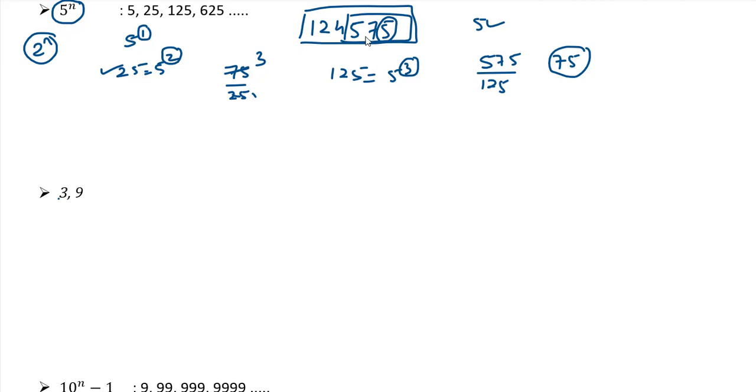So what is the remainder? The remainder in this case will be 75, which we have obtained by dividing the last 3 digits. Likewise, you can proceed for 625, which is of the form of 5 raised to 4, by considering the last 4 digits, and so on and so forth.